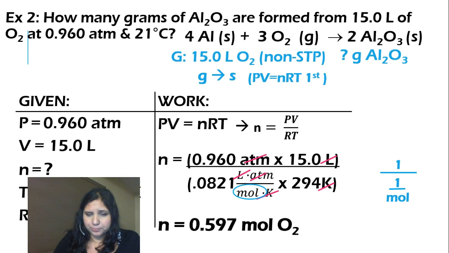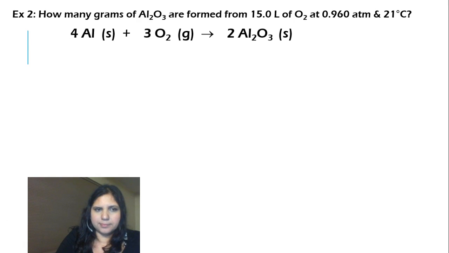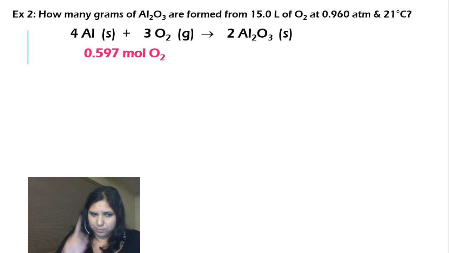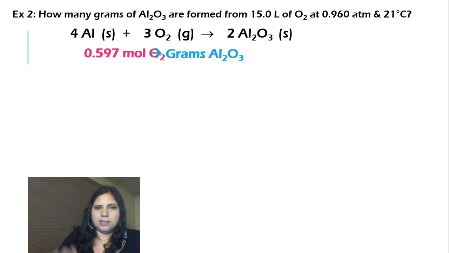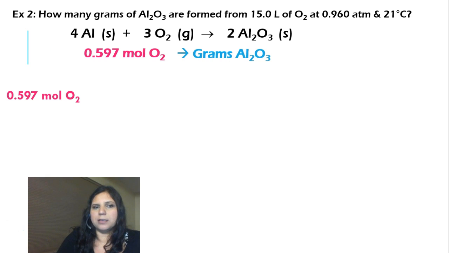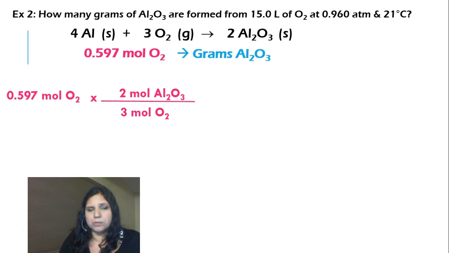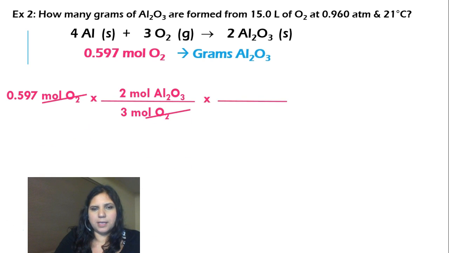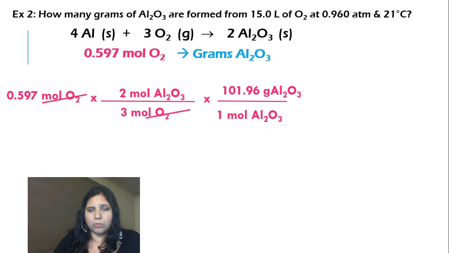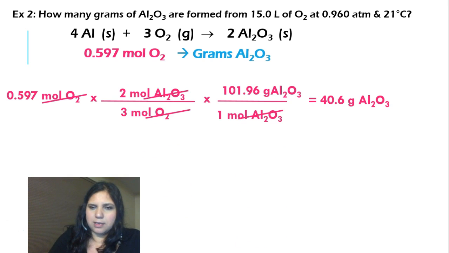All right, and so that gives me 0.597 moles of O2, which means I'm going to take this and I'm going to use stoichiometry now to figure out the grams of aluminum oxide. All right, so here we go. So what I'm saying is we're now using the 0.597 and we're changing it to grams of aluminum oxide. So 0.597 moles, and I use mole ratio first since I'm starting with moles. Balanced equation is where I got the coefficients there. That cancels, and then I say 1 mole is 101.96 grams of aluminum oxide. And that cancels, and I get 40.6 grams of aluminum oxide.